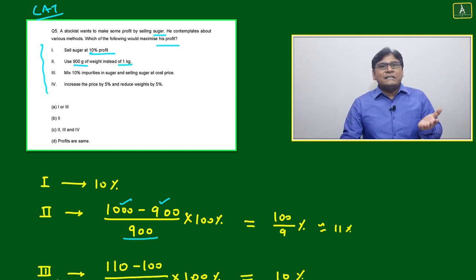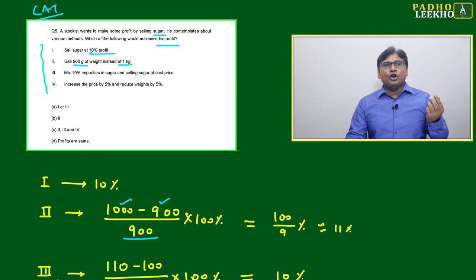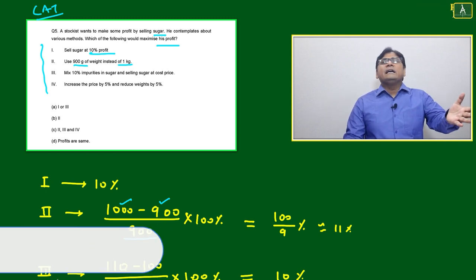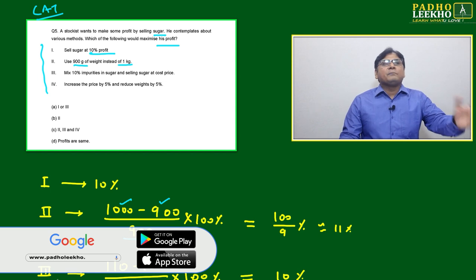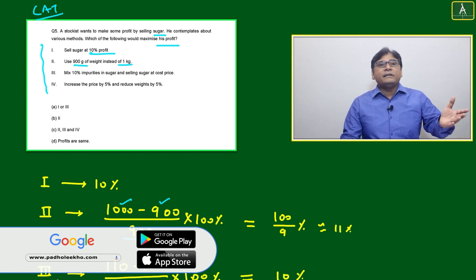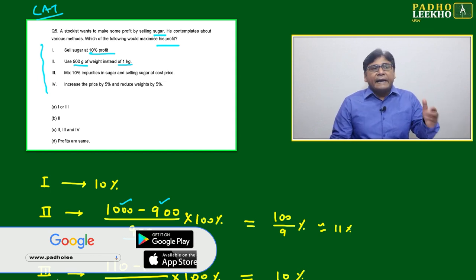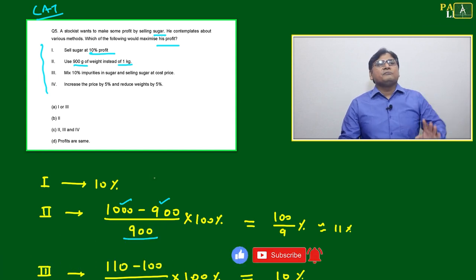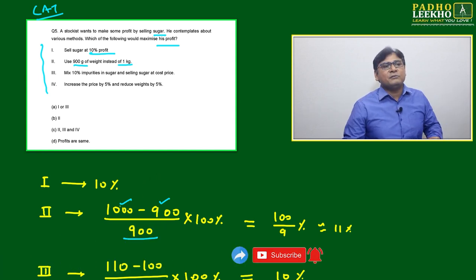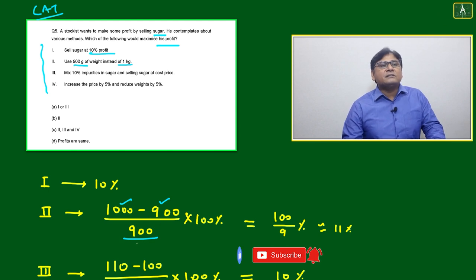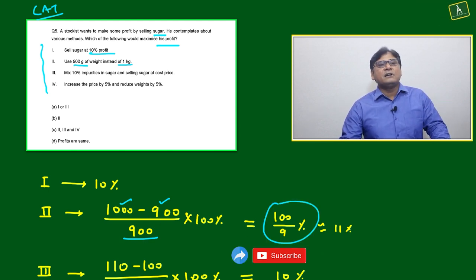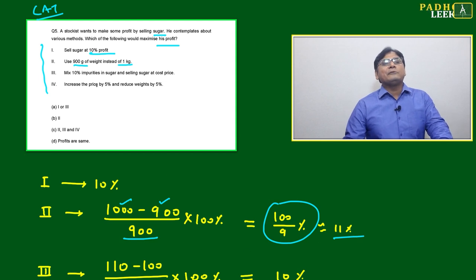out of 900 gram. You are actually selling how much? 900 gram. Your cost price has become 900 gram. We are just calculating in terms of unit, we are not bringing in the rate of the sugar here. We are just calculating based on the gram, or you can say the unit of measurement of weight. Like 1000 minus 900, 100 gram he is gaining out of 900. That means 100 by 9, approximately 11%.